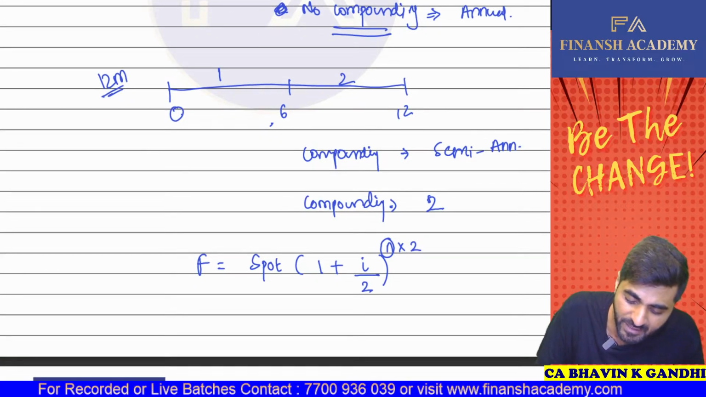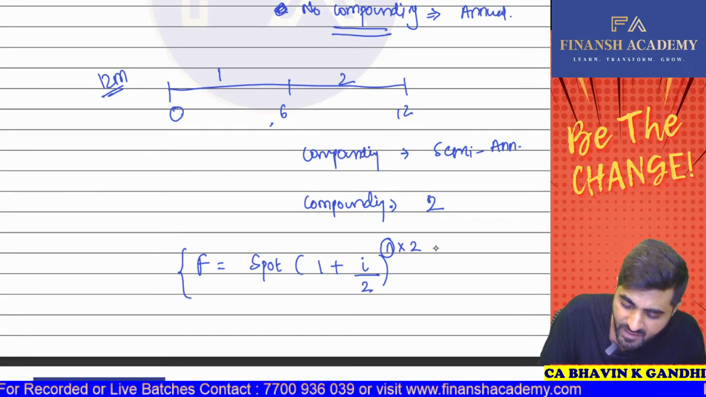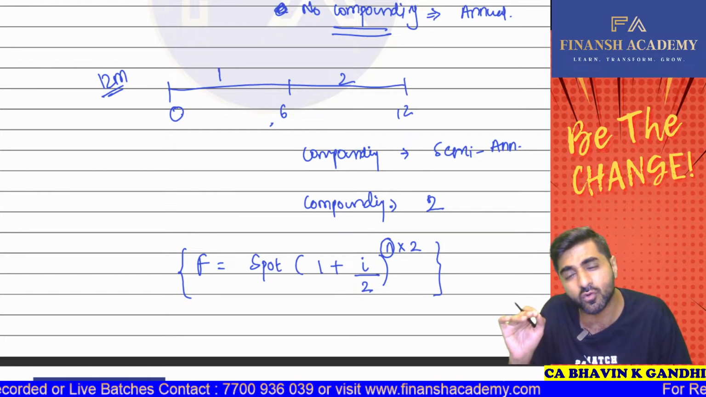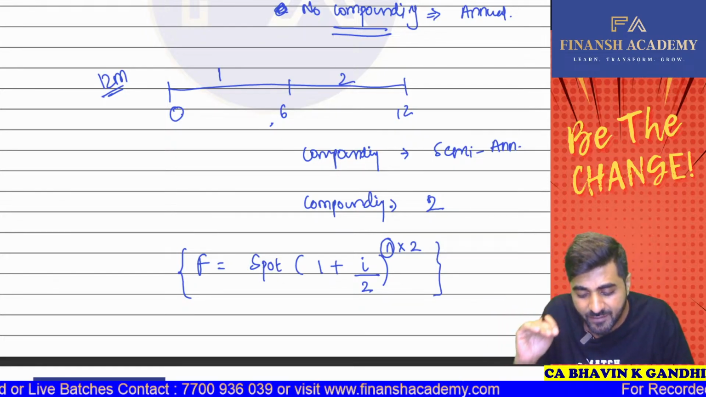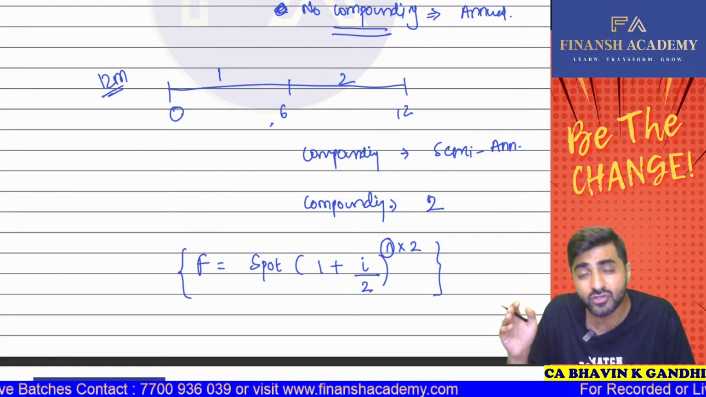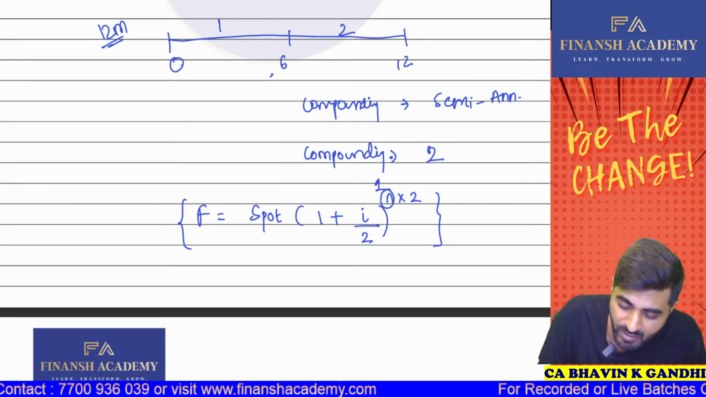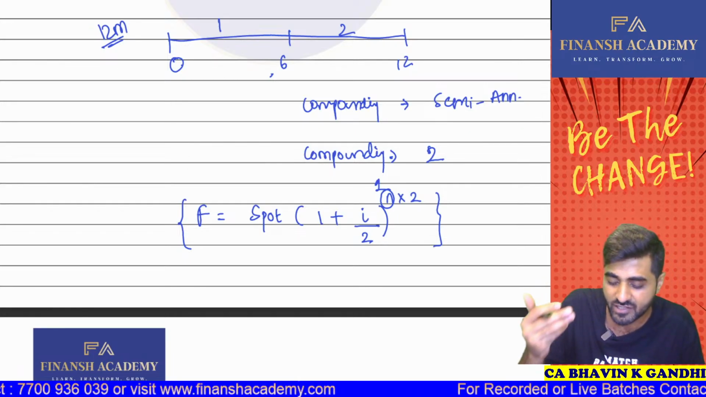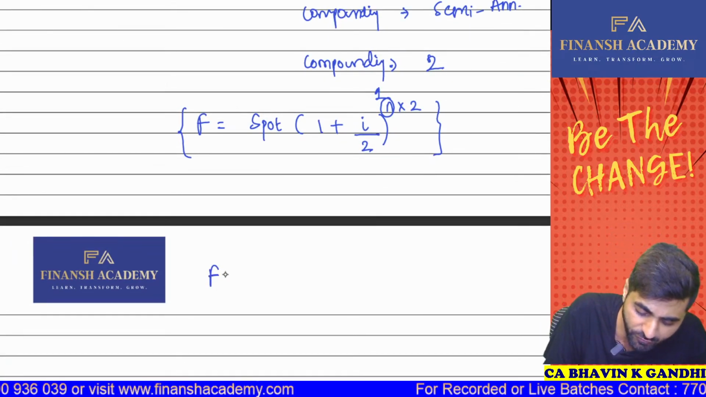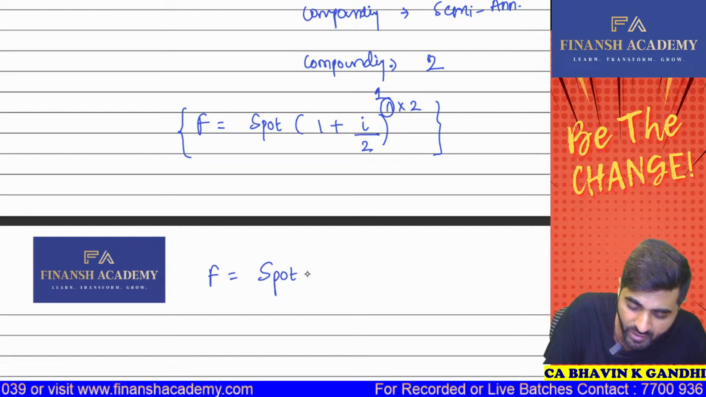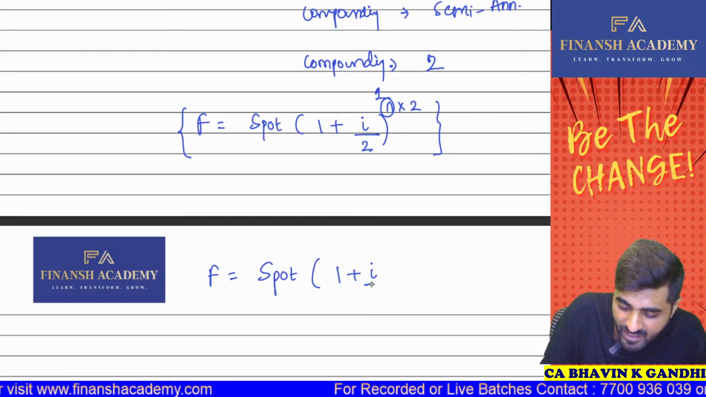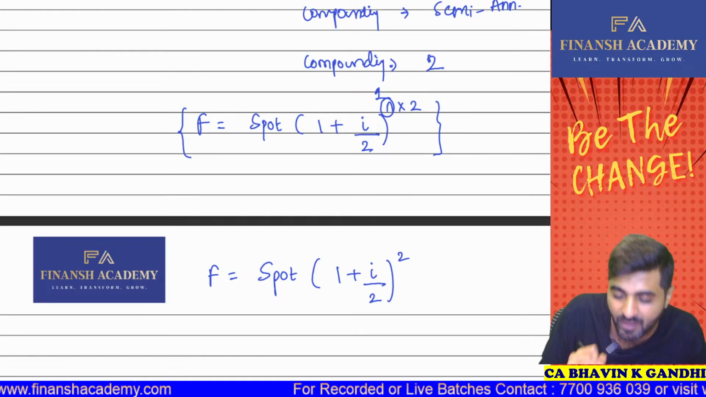So in this particular case, my dear students, what is going to be my future price? My future price will be spot into 1 plus I, divided by 2, and raised to the power n into 2. Basically here my n is 1, so that is why it will be 1 into 2, that is nothing but raised to the power 2. So finally your formula for future will be spot into 1 plus I divided by 2, raised to the power 2.